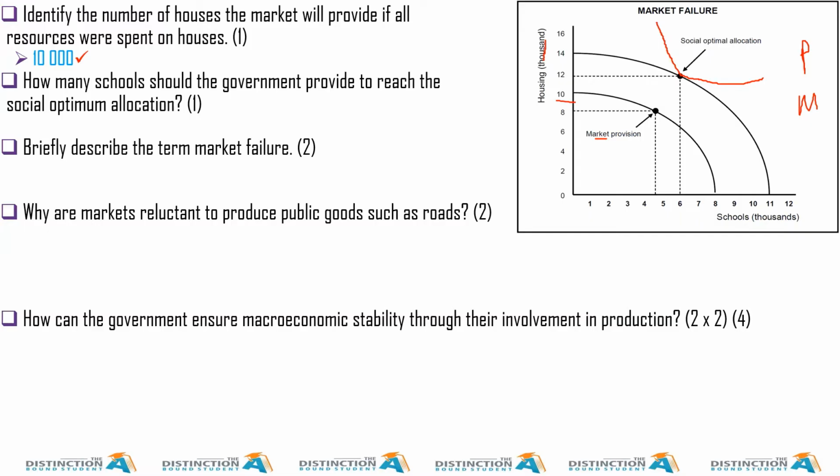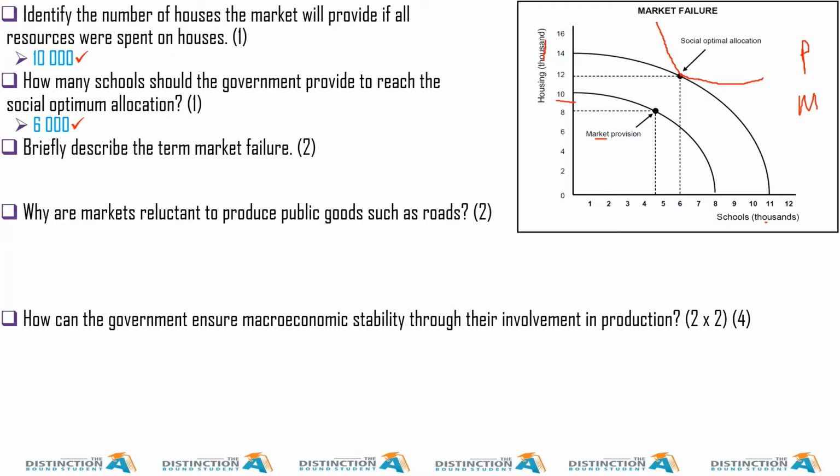You see, socially optimum. If you say 11, you are implying that the government should not produce houses at all. And so 11 is not socially optimum. You see that? But according to what we see here, we come down, it's 6, we add 1,000. So it's as easy as 6,000.